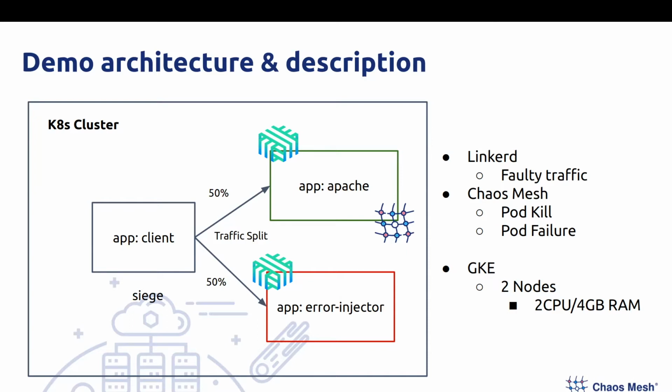In the second part, we are going to use Chaos Mesh to destroy the Apache service. We are going to use the pod kill experiment and the pod failure. And we are going to show how Linkerd with the dashboard can show what is happening with the network and with the golden metrics: the success rate, the requests per second, and the latency, these basic metrics for networking. That's in general what we are going to show in this demo.